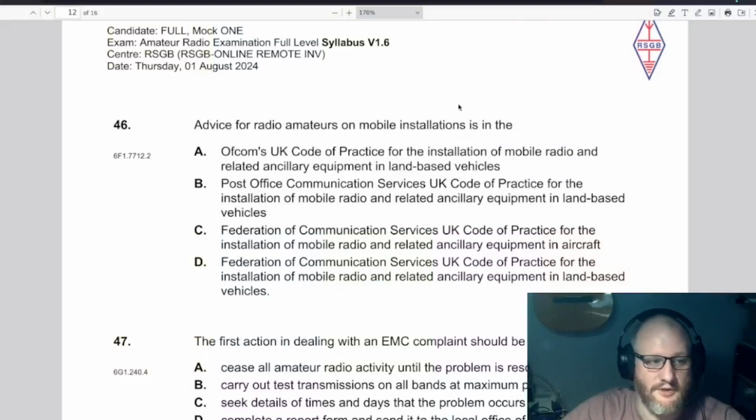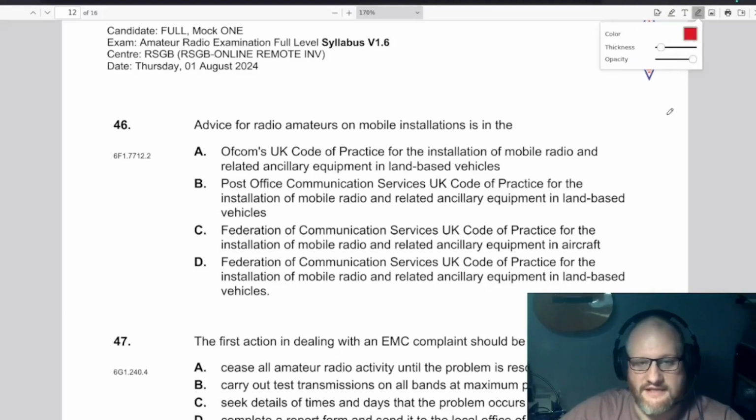Today we're looking at the full license block examination, number 1, version 1.6, and we've reached question 46, which reads, advice for radio amateurs on mobile installations is in the A. Ofcom's UK Code of Practice for the installation of mobile radio and related ancillary equipment in land-based vehicles, B. Post Office Communication Services UK Code of Practice for the installation of mobile radio and related ancillary equipment in land-based vehicles, C. Federation of Communication Services UK Code of Practice for the installation of mobile radio and related ancillary equipment in aircraft, or D. Federation of Communication Services UK Code of Practice for the installation of mobile radio and related ancillary equipment in land-based vehicles.